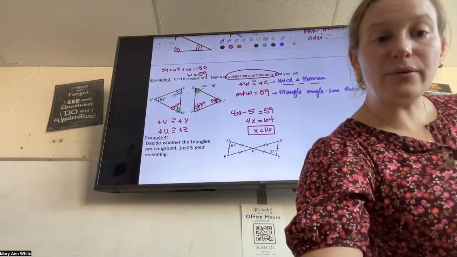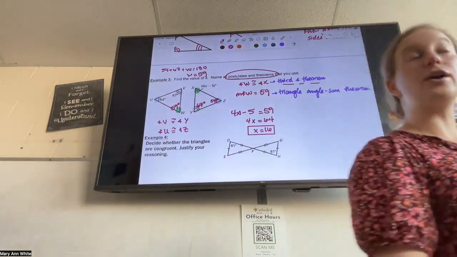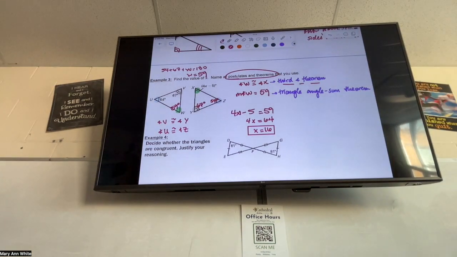It says, decide whether the triangles are congruent, justify your reasoning. Decide whether they're congruent. Okay, what do we already know? What's given to us? D and H are congruent, very good. All of my sides are congruent, so I can put little marks there, or you can just read that they're there, but I'll just remind us. We're good with all of the sides.